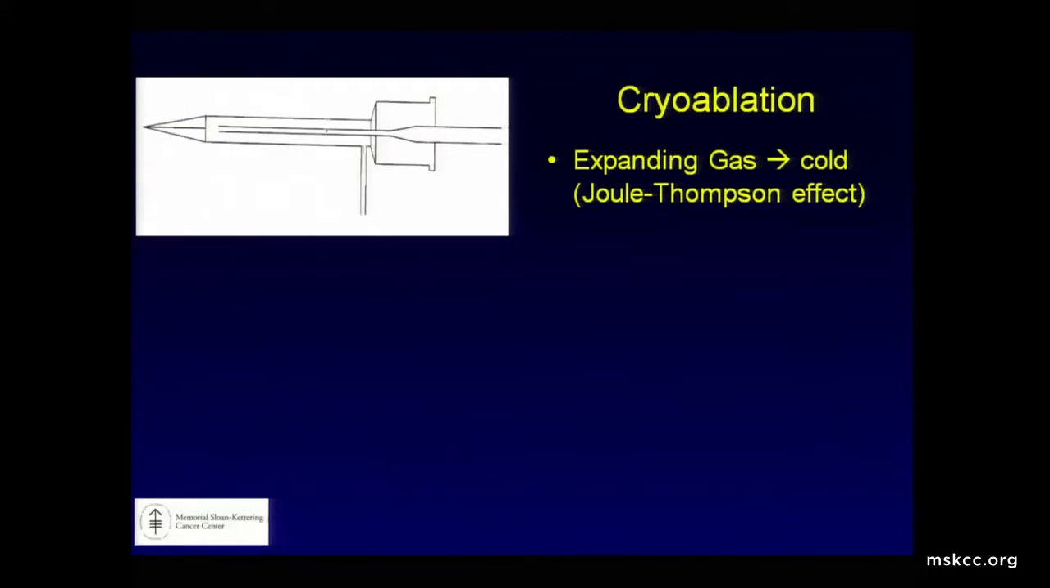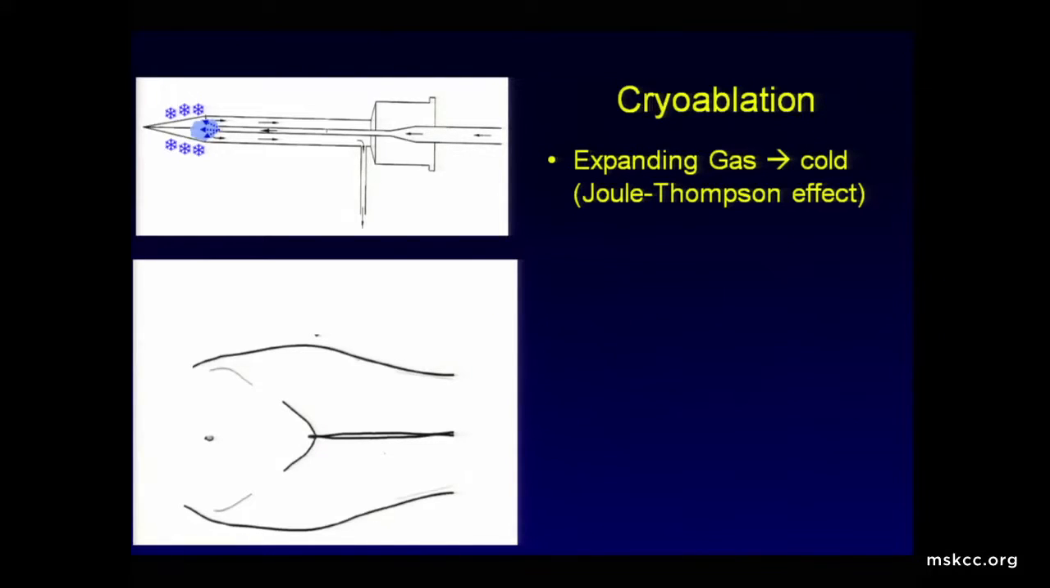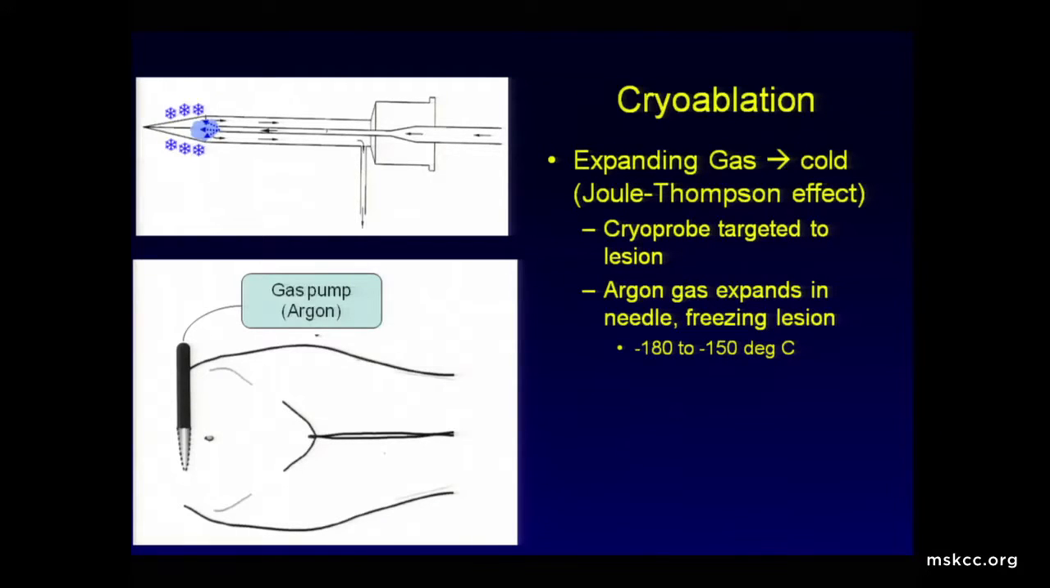This was actually a diagram from the first patent on a cryoablation needle, where gases travel through the inside of a hollow needle and expand at the end of the needle, causing cooling at the tip, and the gases then are vented out. In this case, we typically use argon gas as the coolant. The cryoprobe's inserted into the tumor, and the argon gas cools to a very low temperature, negative 150 to negative 180 degrees.